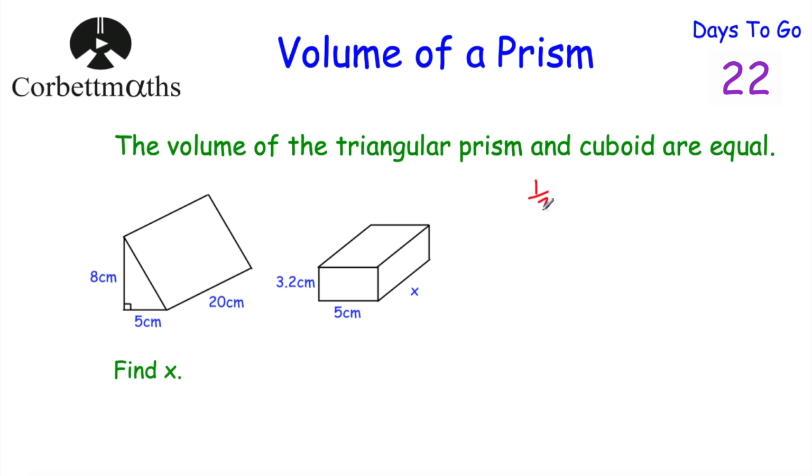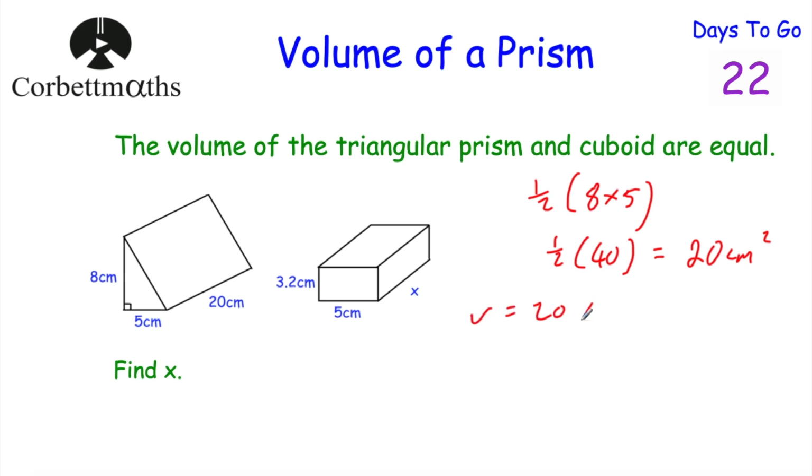Let's show that. So half of 8 times 5, that's the area of the triangle. 8 times 5 is 40, so it's a half of 40, and a half of 40 is equal to 20, so 20 centimeters squared. Now we just need to multiply by how long the prism is, which is 20. So the volume is equal to 20 multiplied by 20, which is equal to 400 centimeters cubed. So the volume of this triangular prism is 400 centimeters cubed. And if you got that, well done.